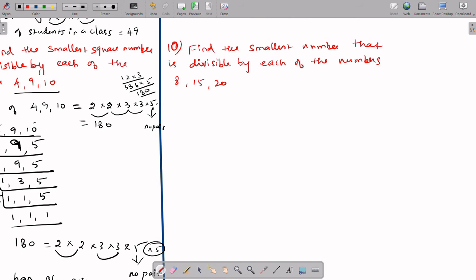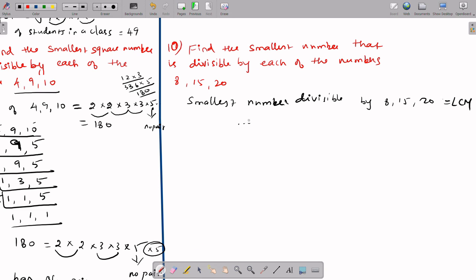Next problem is: find the smallest number that is divisible by each of the numbers 8, 15 and 20. It is similar to the previous problem. The smallest number divisible by 8, 15 and 20 is equal to their LCM.